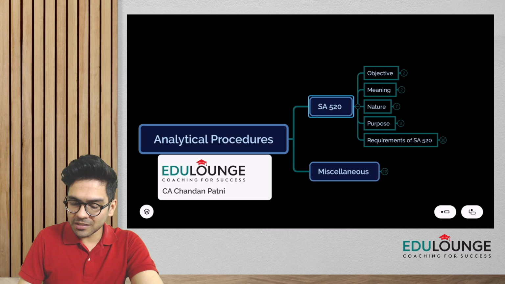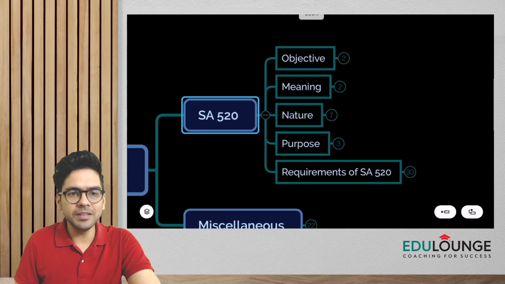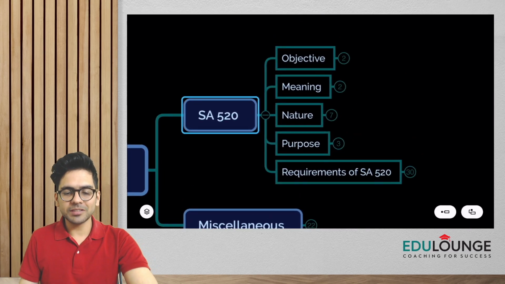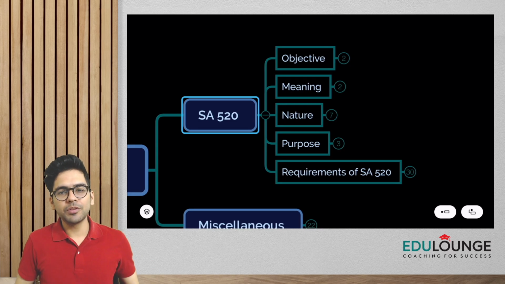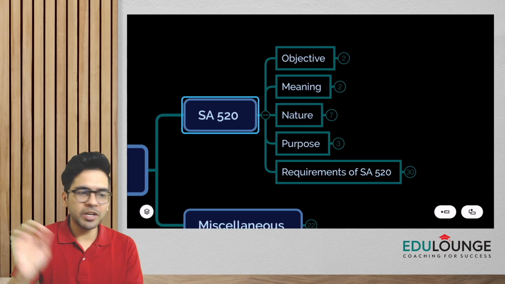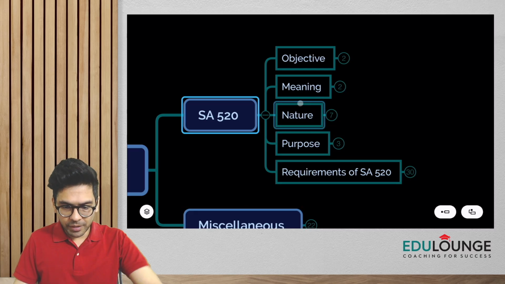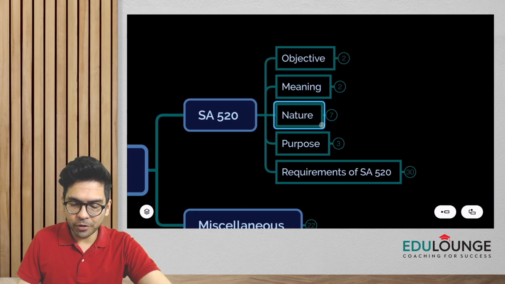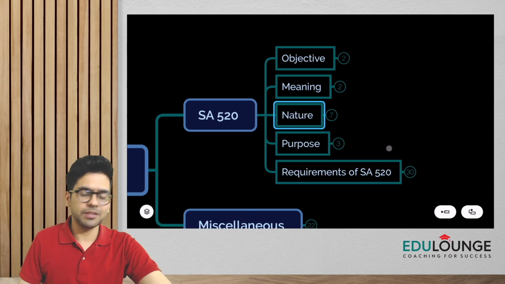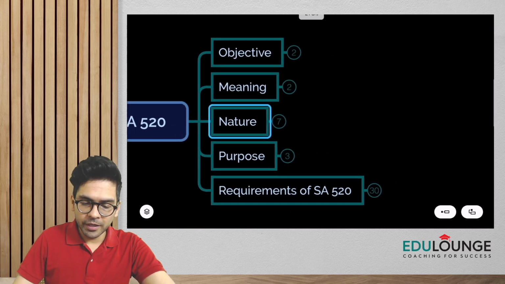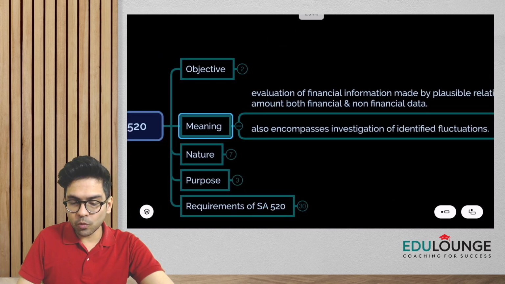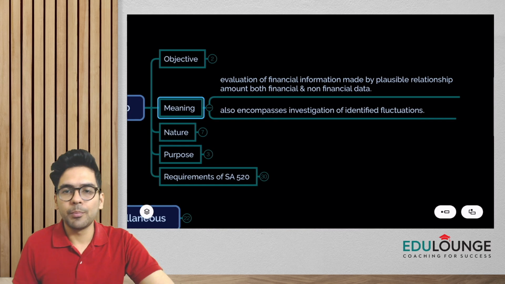Okay, now what is meant by this? We have to understand these topics, guys. We are first going to understand the meaning of analytical procedure. I'm going to come to the objective of 520 later on, but first we are going to discuss the meaning of analytical procedure. Then we are going to discuss the nature, purpose, and a few requirements of SA 520. So first things first, guys, what is the meaning of analytical procedure?